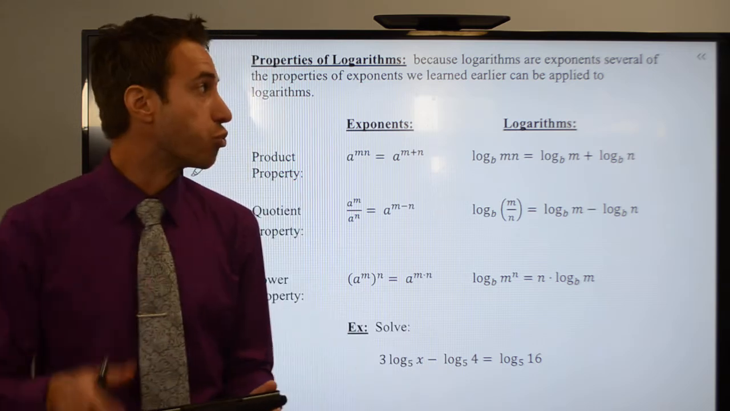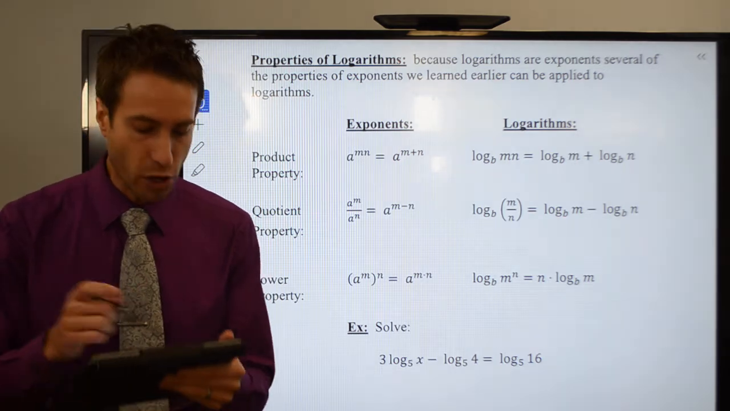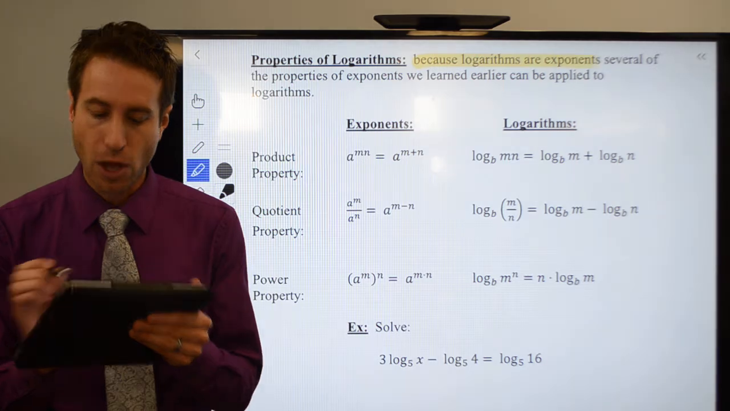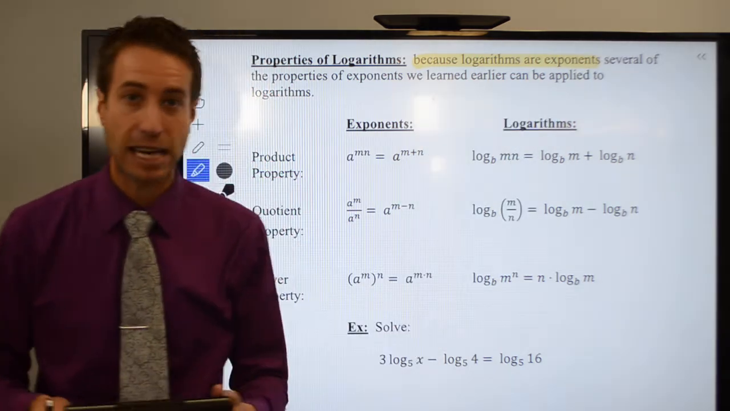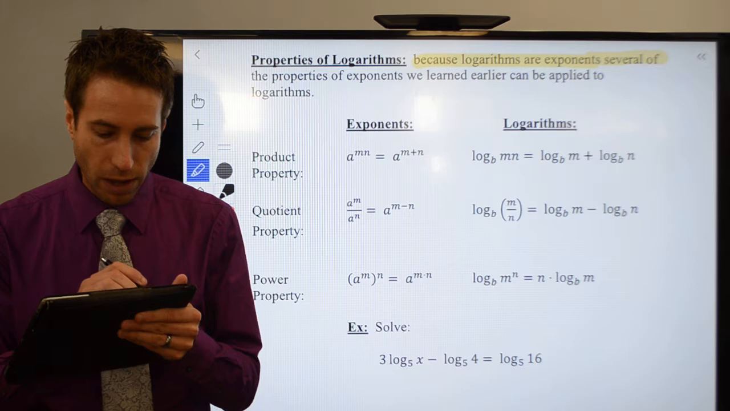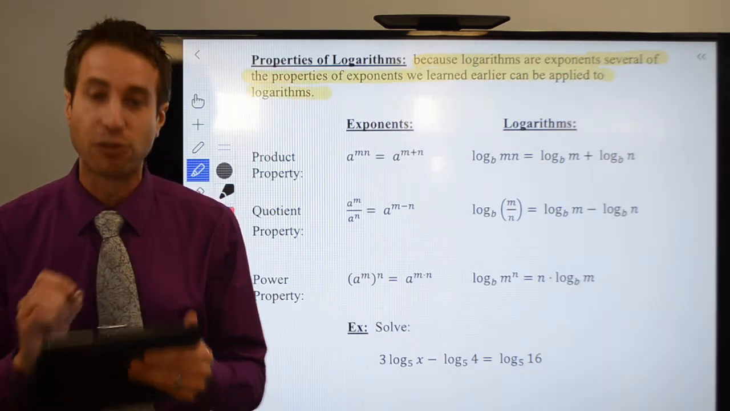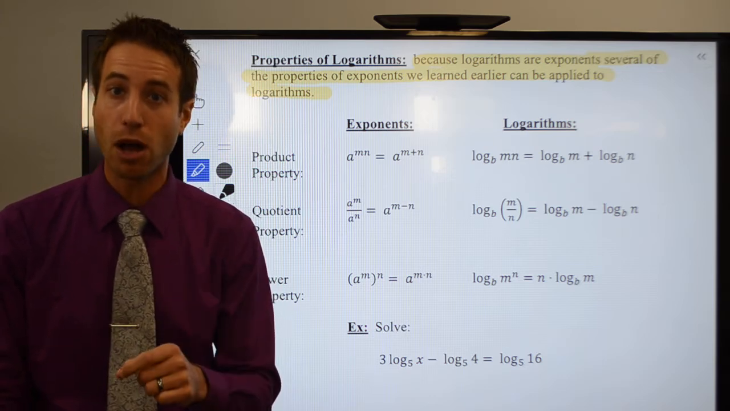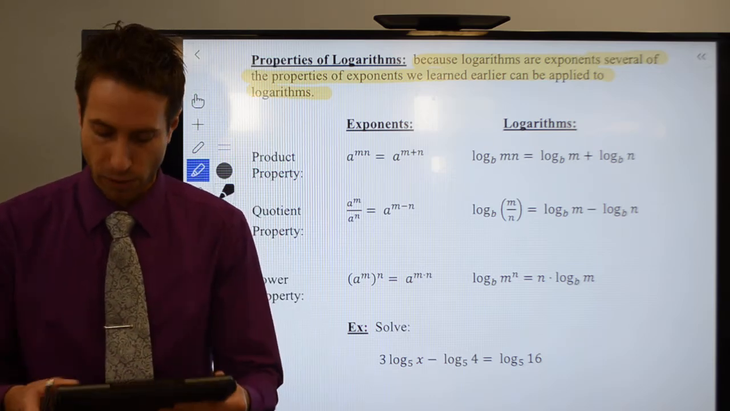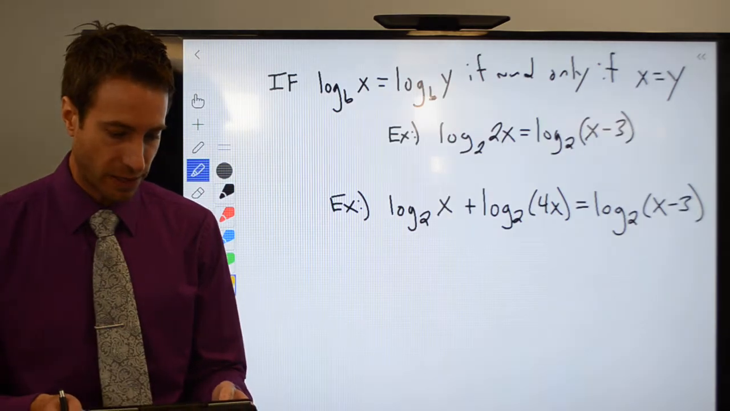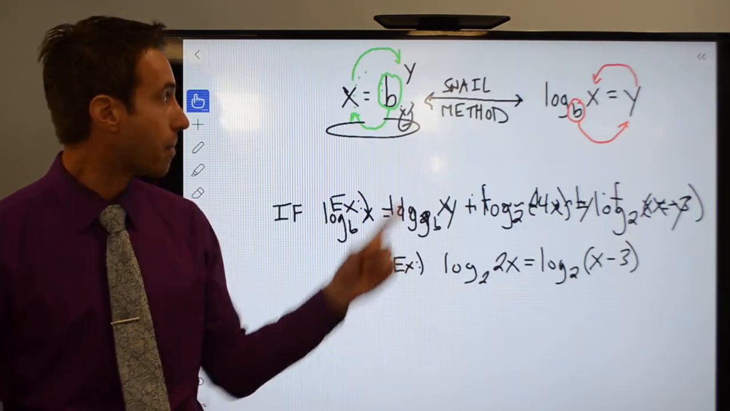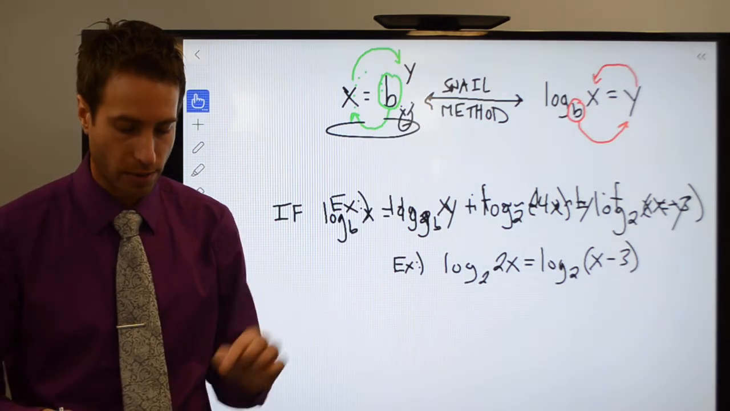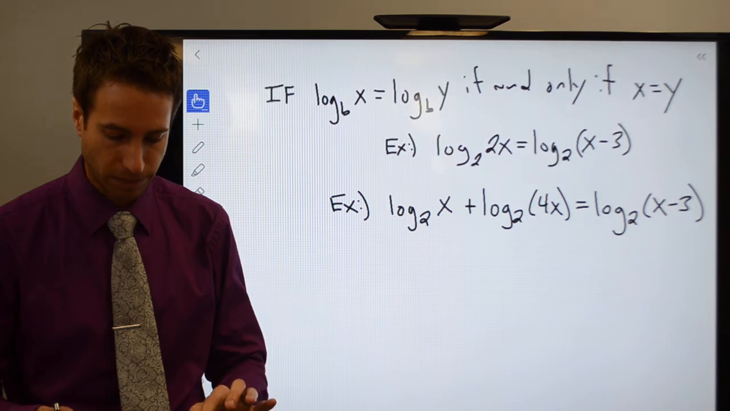Again, the reason that these properties of logarithms work is because of what I just stated on the previous page. Logarithms are exponents, right? A logarithm is an exponent. So, several of the properties of exponents that we have learned in a previous chapter can also be applied to logarithms, because a logarithm is an exponent. Remember, I made a big deal about it on the previous page. Y, the exponent, by definition is the logarithm, right? So logarithms are just exponents.